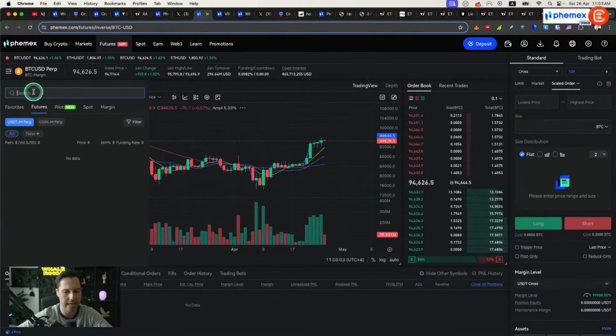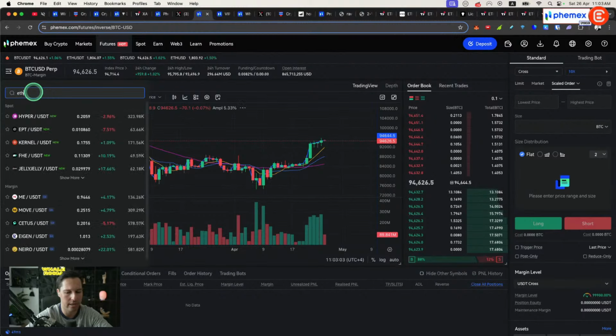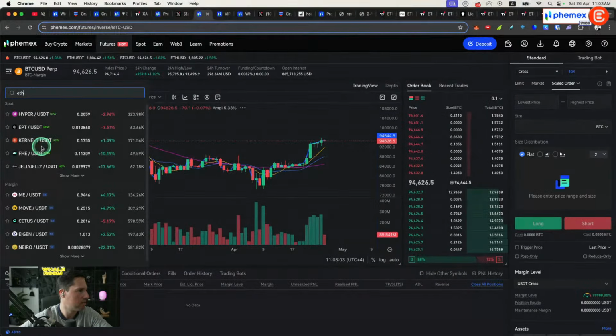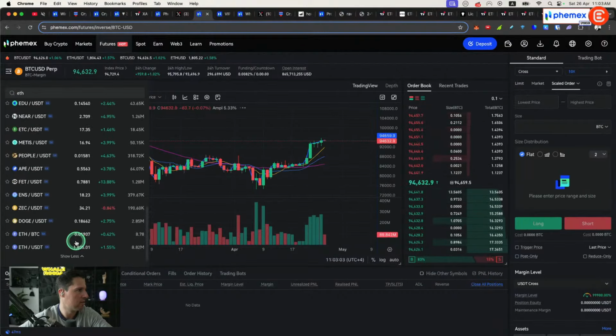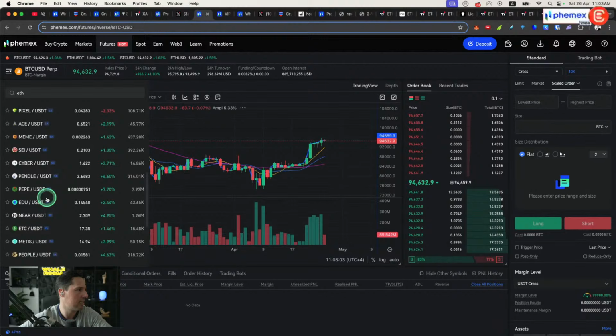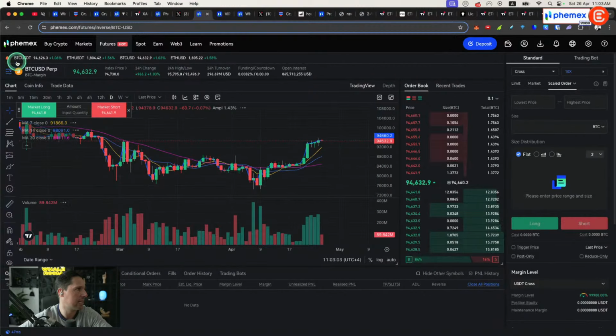So ETH. There we go. ETH margin. It should be ETH margin. Hold on one second. Where did this trade go? ETH USDT. Give us a second, guys.